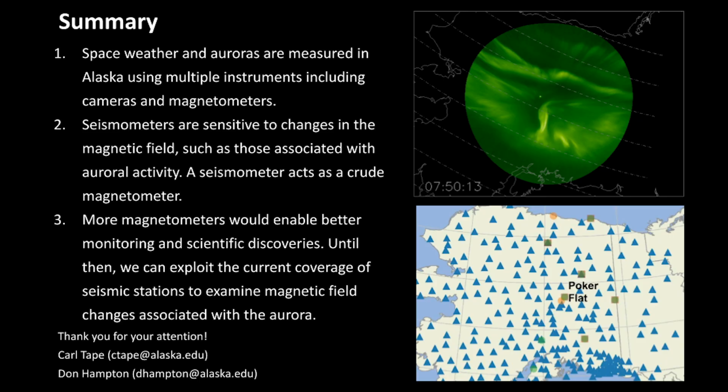So if we look at the right, back to the start, we have all this complexity going on in the night sky, and the idea is with all these stations on the ground, even though some are seismometers and maybe crude magnetometers, we could probably capture more about what's going on in the sky by monitoring the magnetic field on the ground. And so more magnetometers would enable better monitoring and scientific discoveries. Until then, we can exploit the current coverage of seismic stations to examine magnetic fields associated with the aurora.